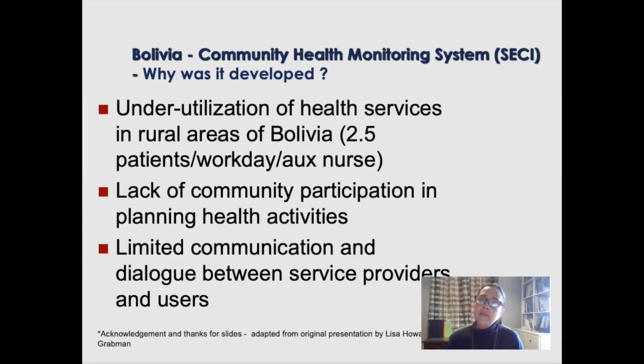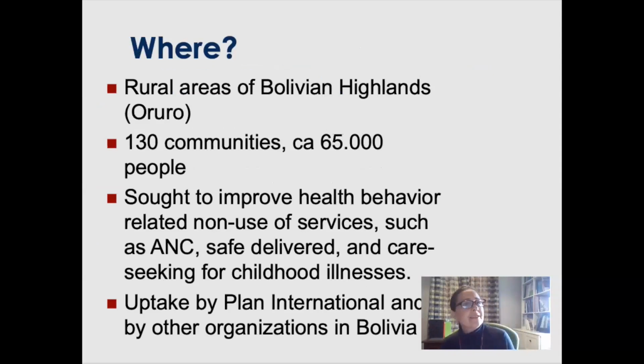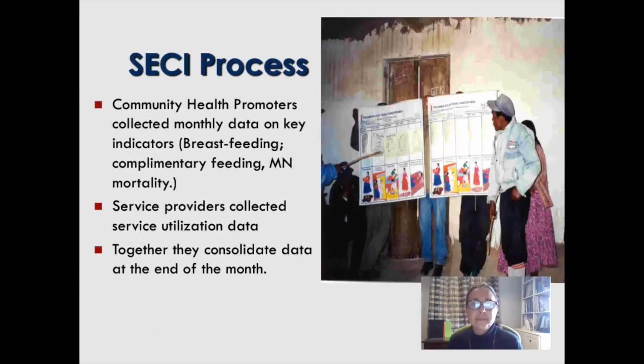Why was it developed? It was developed because there was an underutilization of health services in the rural areas of Bolivia. There was a lack of community participation in planning for health activities, and there was limited communication and dialogue between health providers and users. It was implemented in the rural highlands of Bolivia in Oruro in 130 communities, about 65,000 people. It sought to improve health behaviors related to the non-use of services such as ANC, safe deliveries, and care seeking for childhood illnesses. There was eventually uptake by Plan International and by other organizations in Bolivia.